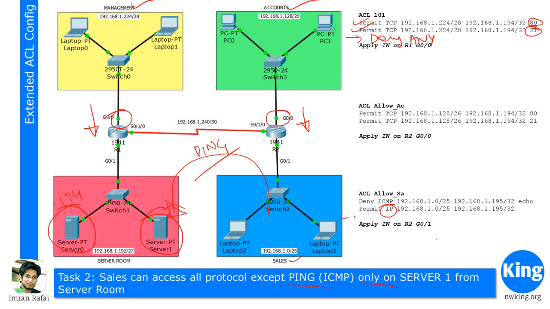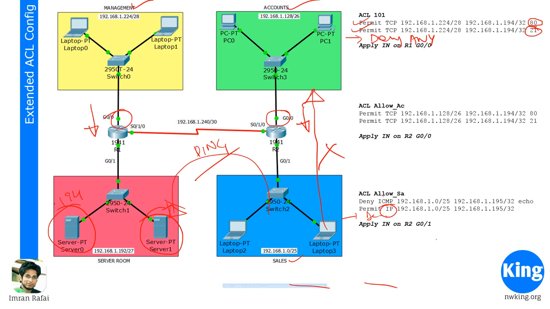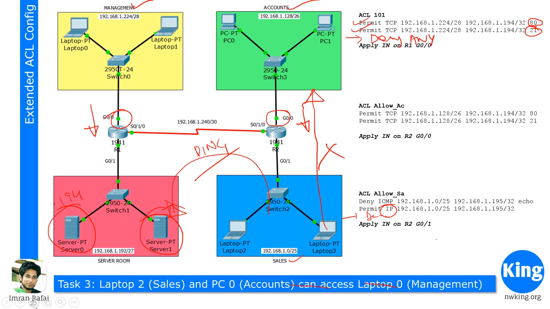Below that, there is an implicit deny. So if this computer tries to communicate here, it will not go through, because there is the third statement which says implicitly, deny all other traffic. So that completes our task 2. Next, let me just clear the screen.